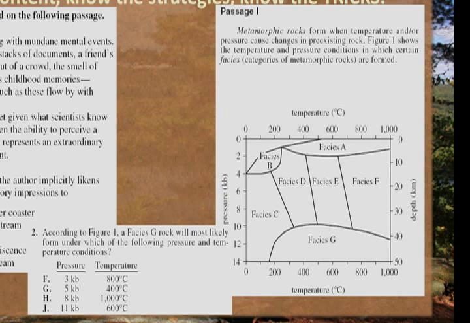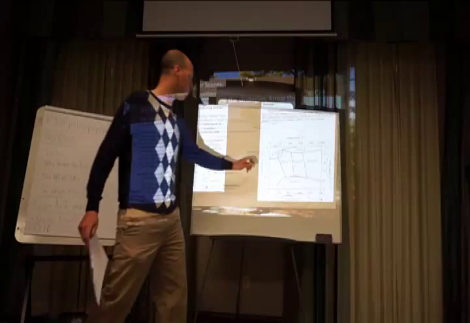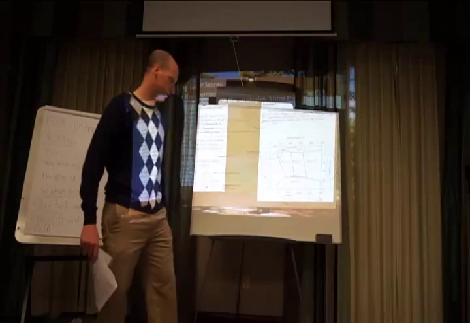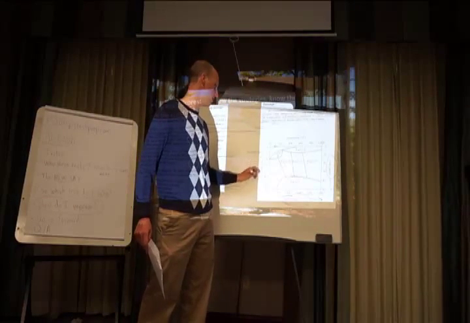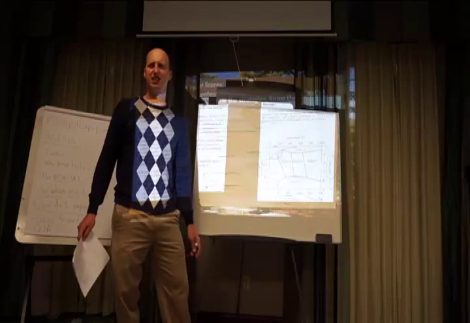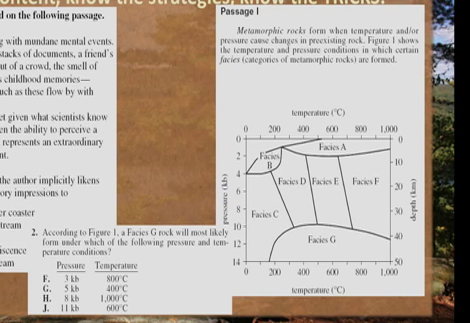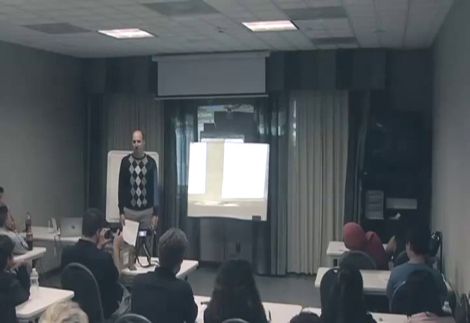So when I get to questions, like number 2 there, according to figure 1, which is this one, a facies G rock will most likely form under which of the following pressure and temperature conditions? Well, facies G likes all kinds of different temperatures, but I may use the pressure here to help me a little bit. Facies G likes a lot of pressure. Like how much pressure? Like at least 10. Do we see any answer choices that have more than 10 in the pressure category? We're done. Answer J.